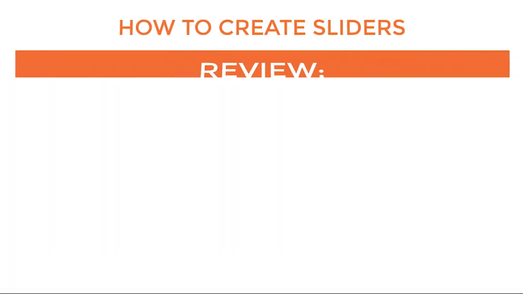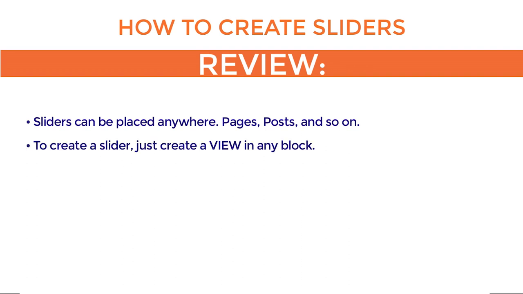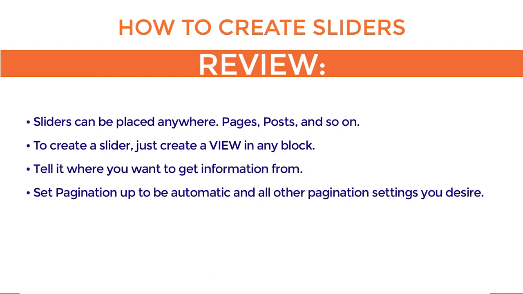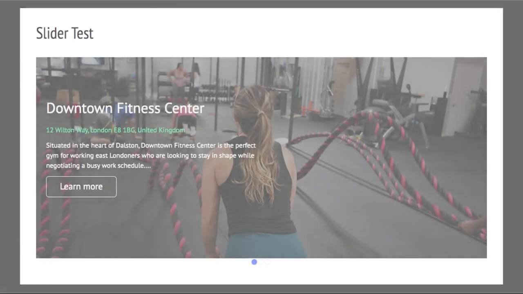Let's review what we've learned so far. Sliders can be placed anywhere, pages, posts, and so on. To create a slider, just create a view in any block. Tell it where you want to get the information from. Set pagination up to be automatic and all other pagination settings. And choose what you want to show in the slider. So far, we've shown images. Now let's show you how to create even more complex sliders.